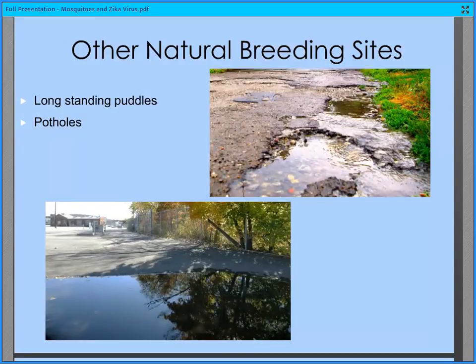Other natural breeding sites are long-standing puddles and potholes. These can hold water, especially with our rains that we're having right now about every day. It just doesn't really dry out, and it just takes a little bit of water down in there for them to start breeding. And it's surprising how many mosquitoes you find, larva size, down inside of them.